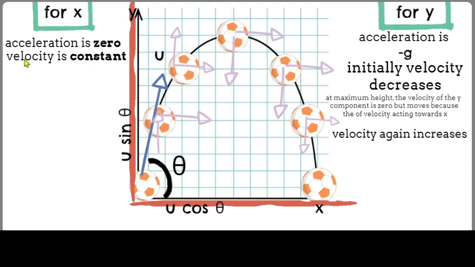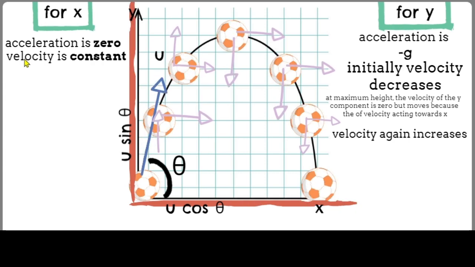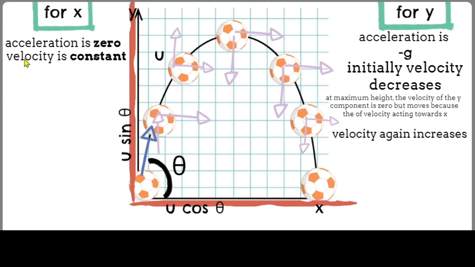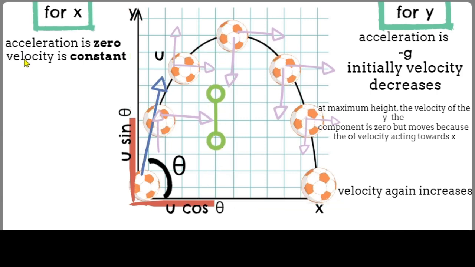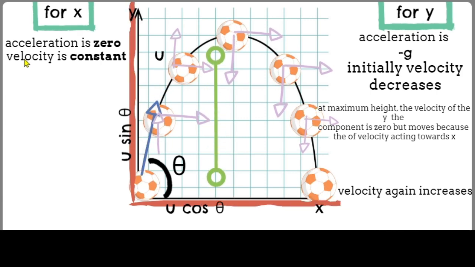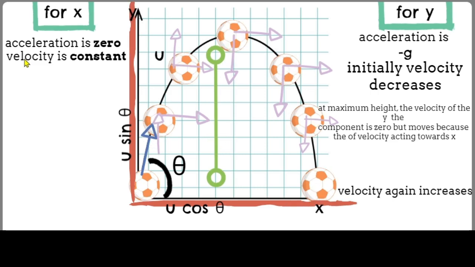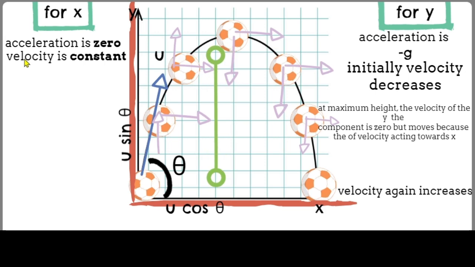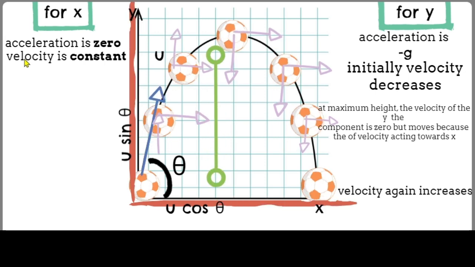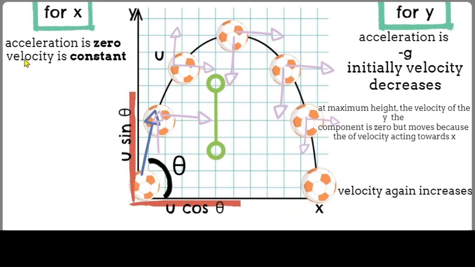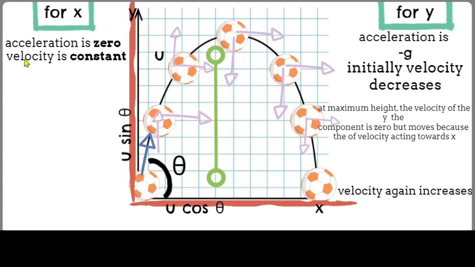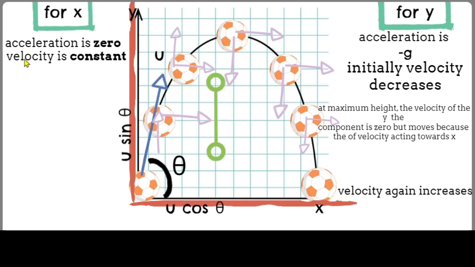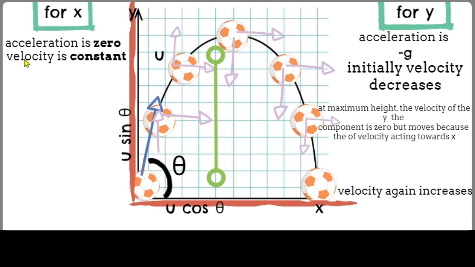Acceleration for the x direction is zero because there is no force acting in the x direction, supporting it or opposing it. For the y direction, remember the velocity at the initial point is equal to the velocity at the final point for only the y direction, not the x, because the velocity is going to be constant for the x direction. And acceleration for the y direction is negative g. The reason behind negative g, I'm going to tell about in upcoming videos.